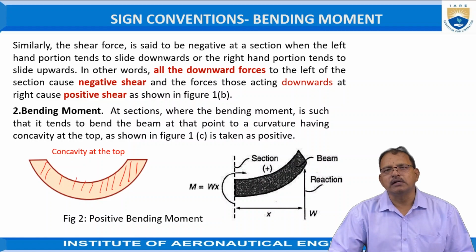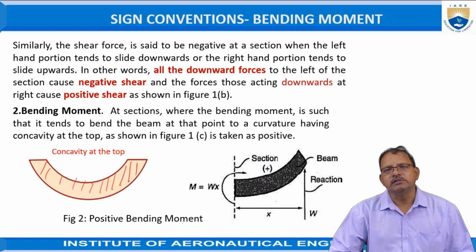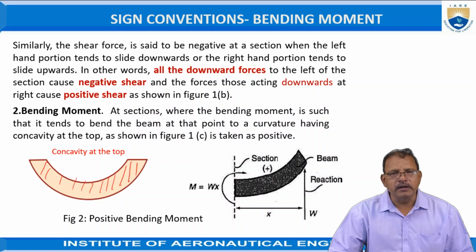Generally, this effect is called the sagging effect. So, for the bending moment, that is, the force acting on the body, if it bends the beam in the form of concavity at the top, the bending moment created by that force is treated as a positive bending moment.